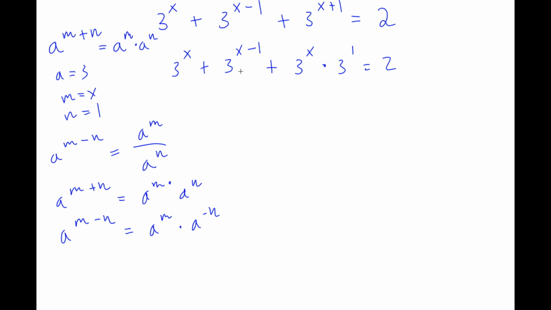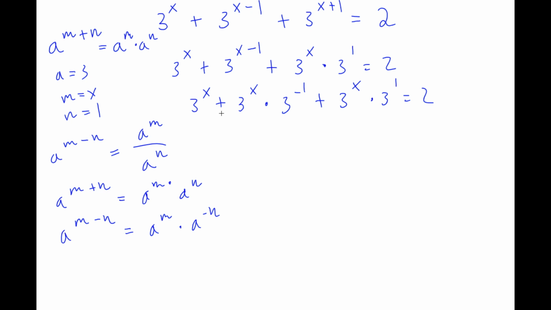So 3 to the power of x minus 1 is going to be 3 to the power of x times 3 to the power of negative 1. Now we are adding this with 3 to the power of x times 3 to the power of 1 is equal to 2.